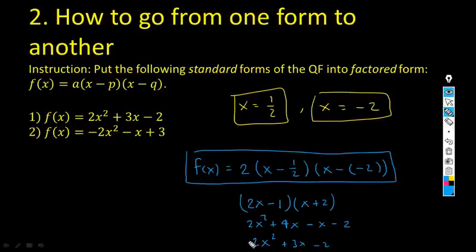We collect like terms, and we get 4x minus x, plus 3x minus 2. So there you have it. Can you see? f of x equals 2x squared plus 3x minus 2, which is the same standard form that we had at the beginning. So this is just a confirmation that our final product indeed is the same as this one, only in another form, namely the factor form. Okay, so let's do the other one very quickly.